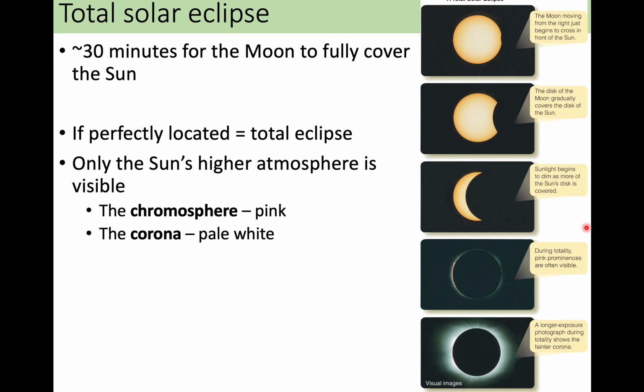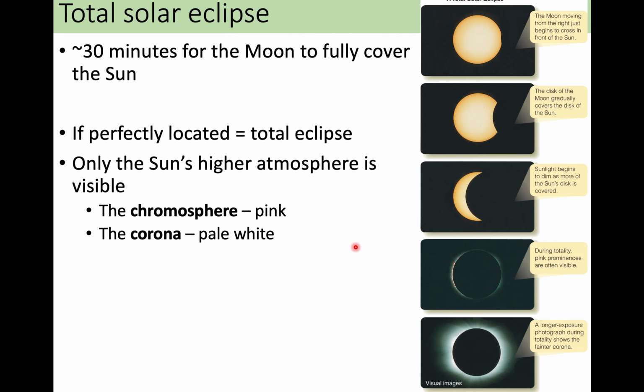A total solar eclipse takes about 30 minutes for the moon to come into full coverage of the sun. So it starts, you can see the moon in this diagram starting to move in. The moon continues moving until it's covering almost all the sun. And as we remember, they're almost the same size to us, so the moon can almost perfectly cover that light from the sun. If they're perfectly aligned, perfectly located, we call that a total eclipse.